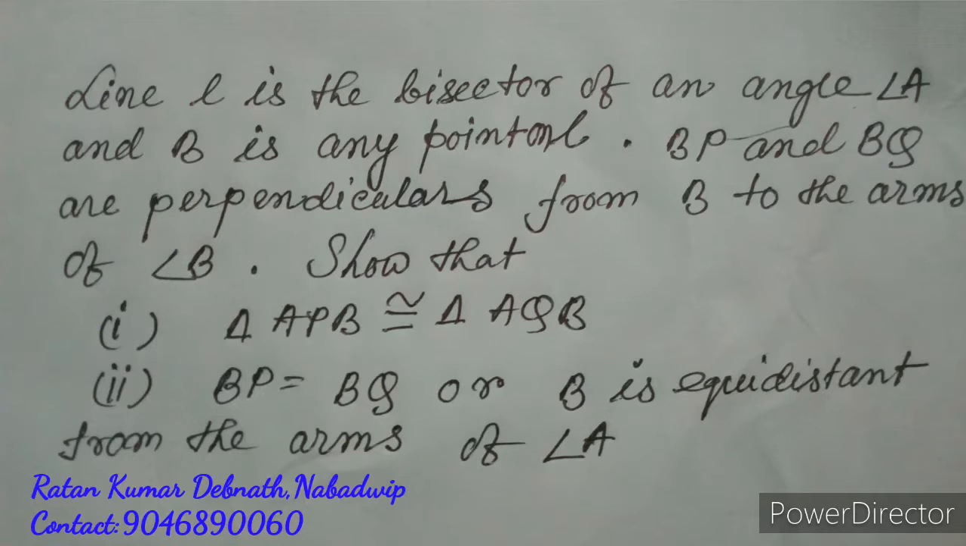Question number 5 on the screen. Line L is bisector of an angle A and B is any point on L. BP and BQ are perpendiculars from B to the arms of angle A. Show that number 1, triangle APB congruent to triangle AQB, and number 2, BP equal to BQ or B is equidistant from the arms of A.